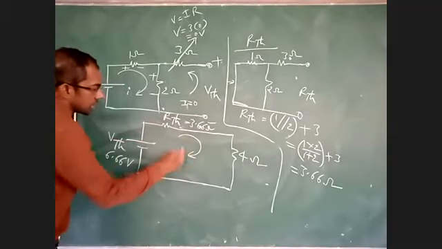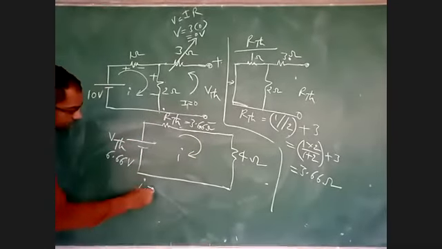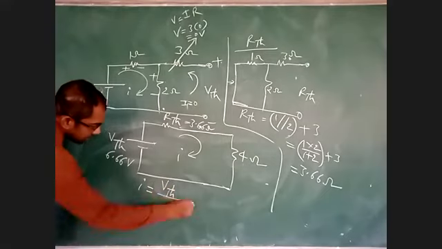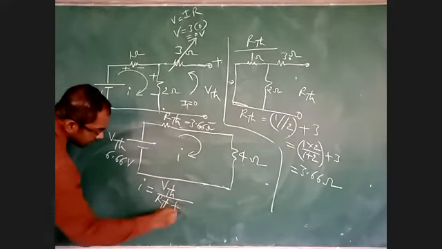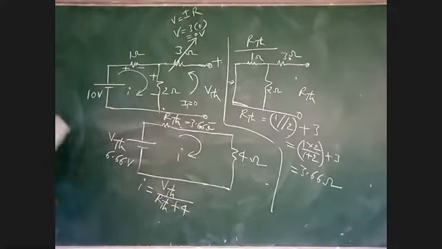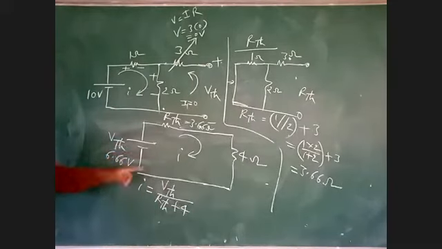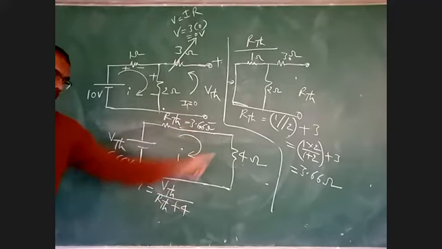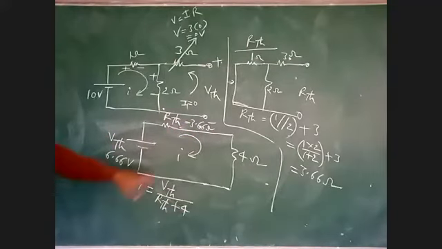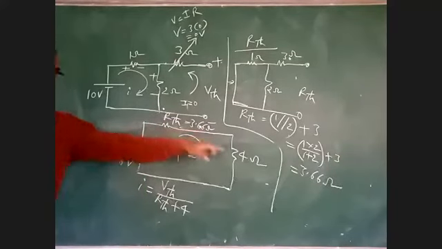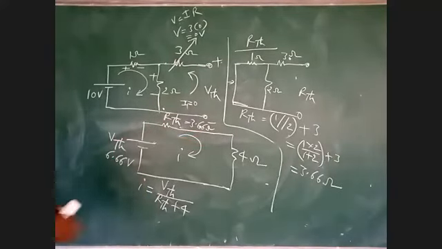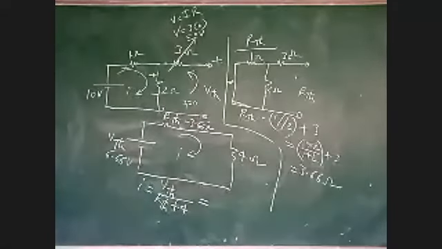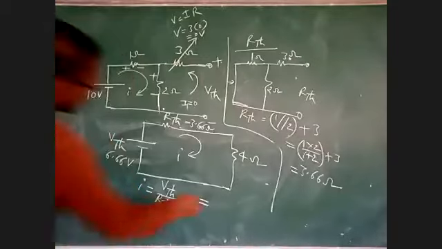Now, I determine the current in 4 ohms. Current in 4 ohms is equal to VTH by total resistance. VTH is the total voltage; RTH and 4 are in series, both are resistances. In series, current will be the same. Whatever current flows in RTH, the same current will flow in 4 ohms. It is 0.869.